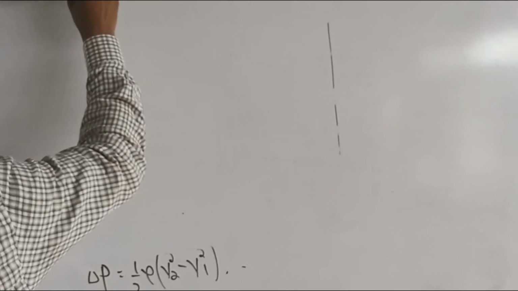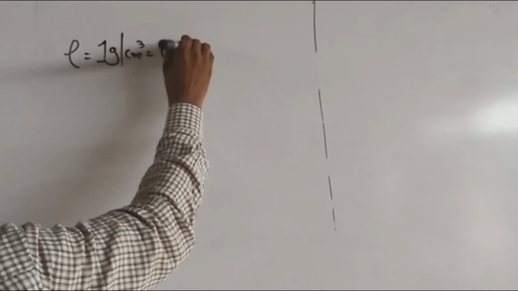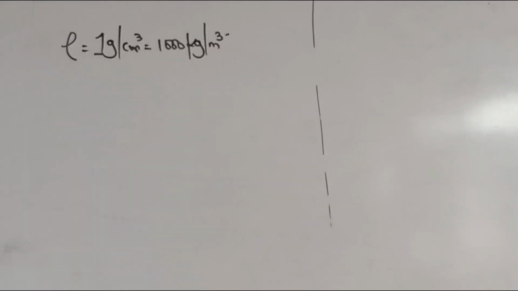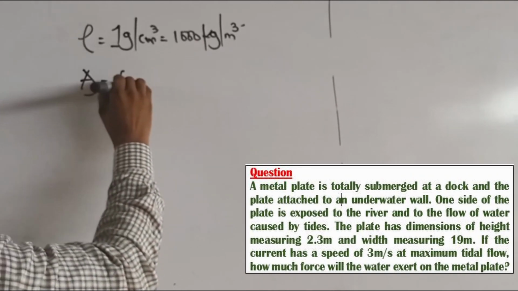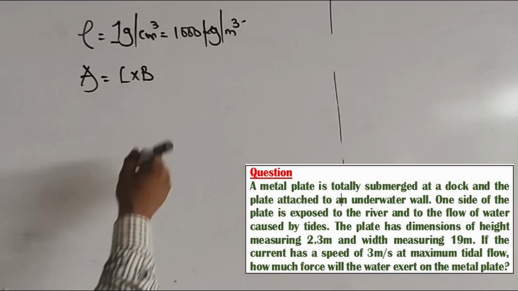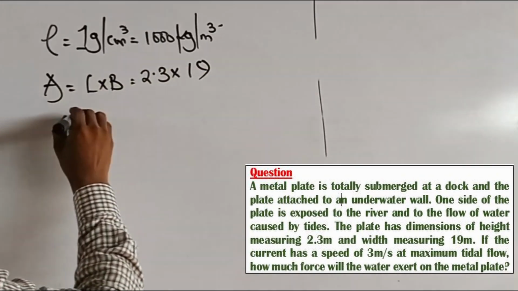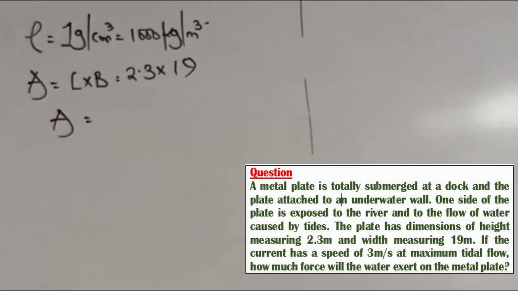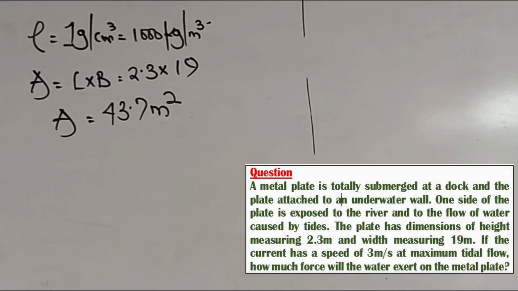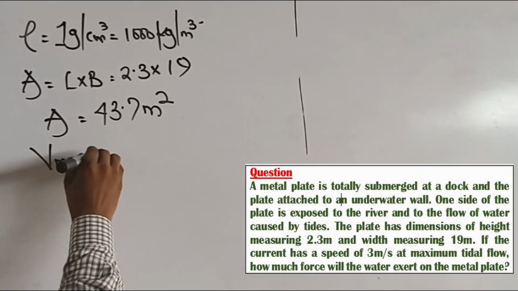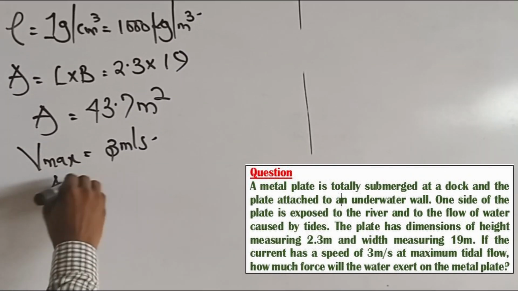As we all know, the density of water, which is rho, is 1 gram per cm cubed, which is also written as 1,000 kilogram per meter cubed. That's the value of the density of water. Then, what is now the area of the plate? Area is length times breadth, because the plate happens to be a rectangular plate. The length, or the height, is 2.3, and the width, or the breadth, is 19. So the area will give us 43.7 meters squared. And the maximum velocity, V max, from the question of the water flow is 3 meters per second.